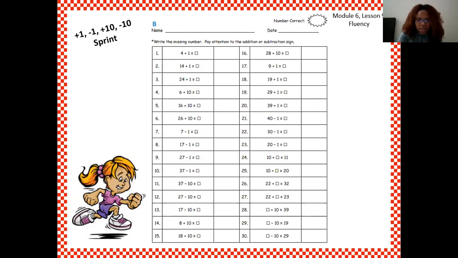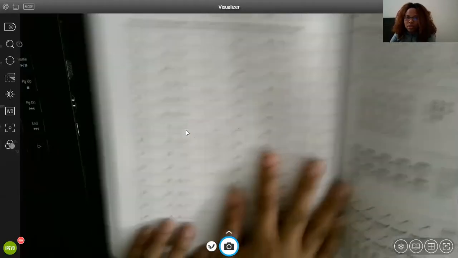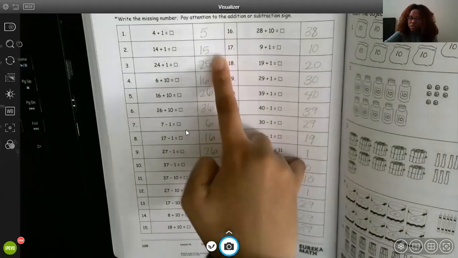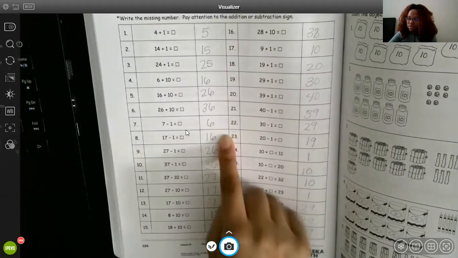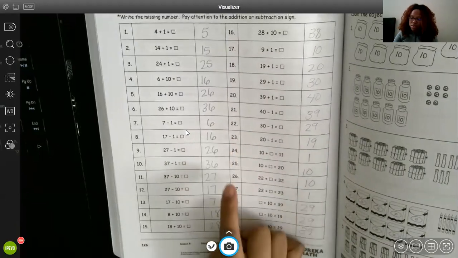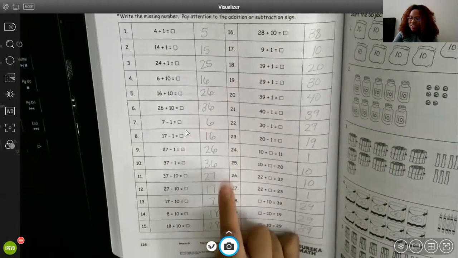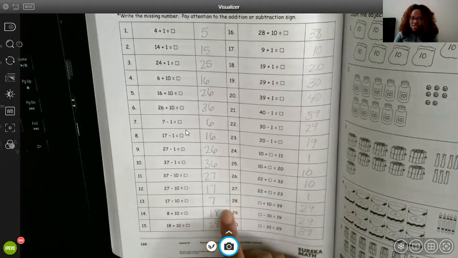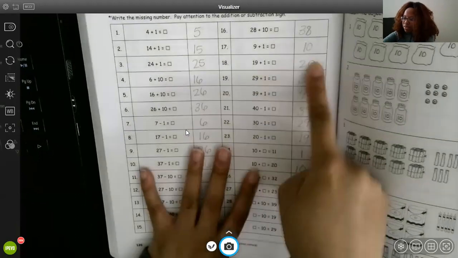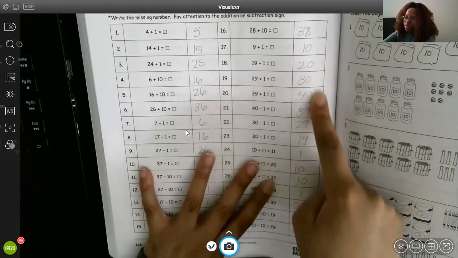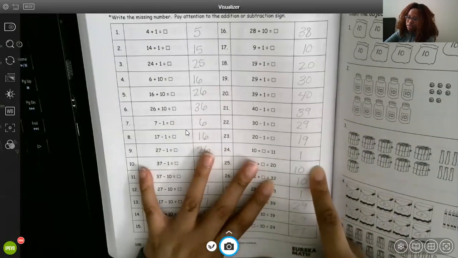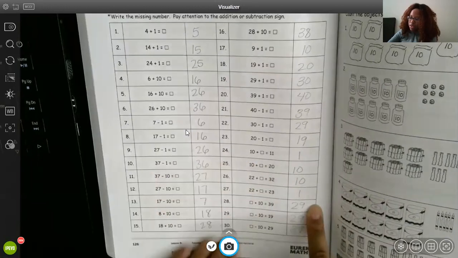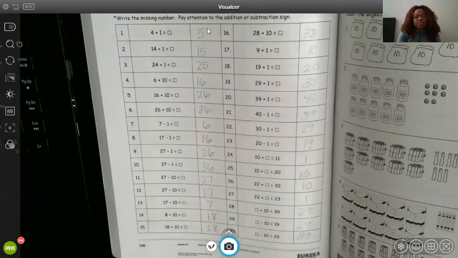And that's time. Let's go ahead and go over our answers. All right, so for this one, starting with number one, we have 5, 15, 25, 16, 26, 36, 6, 16, 26, 36, 37, 27, sorry, 17, 7, 18, 28, 38, 10, 20, 30, 40, 39, 29, 19, 1, 10, 10, 1, 29, 29, and 39.